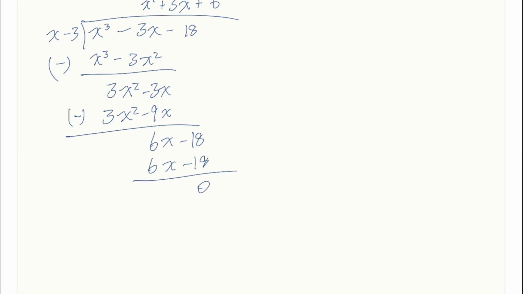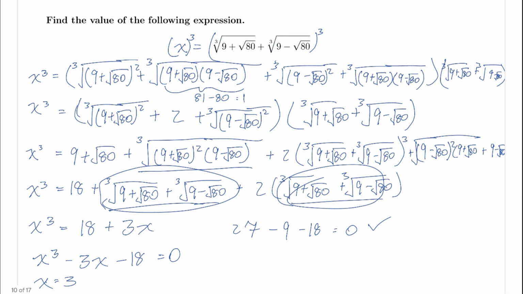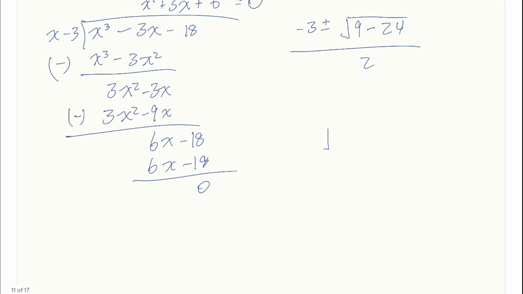Now we use the quadratic formula to see if there are any more roots to this equation here. So negative 3 plus or minus the square root of 9 minus 24, over 2. And since 9 minus 24 is negative, that means we won't have any more real roots. So our solution is the cube root of 9 plus square root of 80, plus the cube root of 9 minus square root of 80, is equal to 3. And that's our answer.